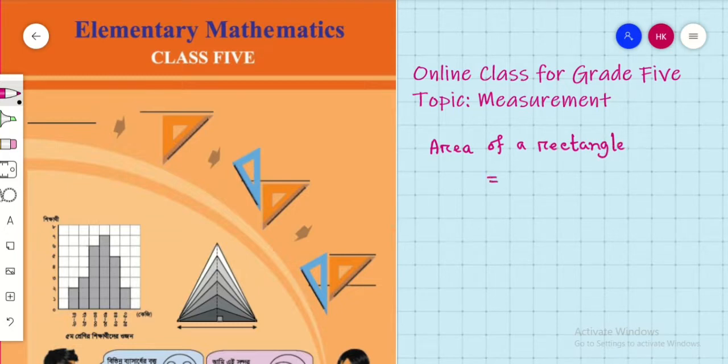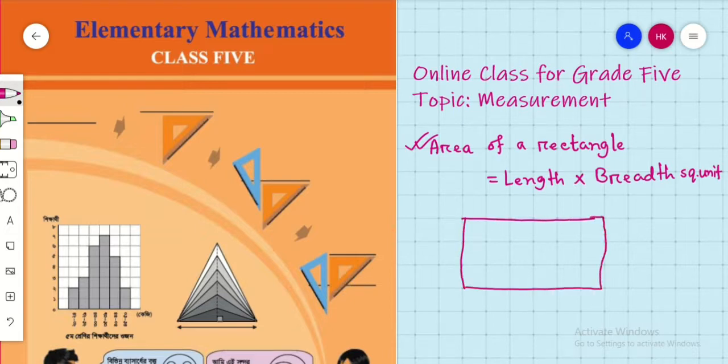We know the formula to find the area of a rectangle is length times breadth square unit. This is the formula. Okay, now for example, if there is a rectangle which has length of 5 centimeter, and the breadth or width is 4 centimeter. So what is the area?